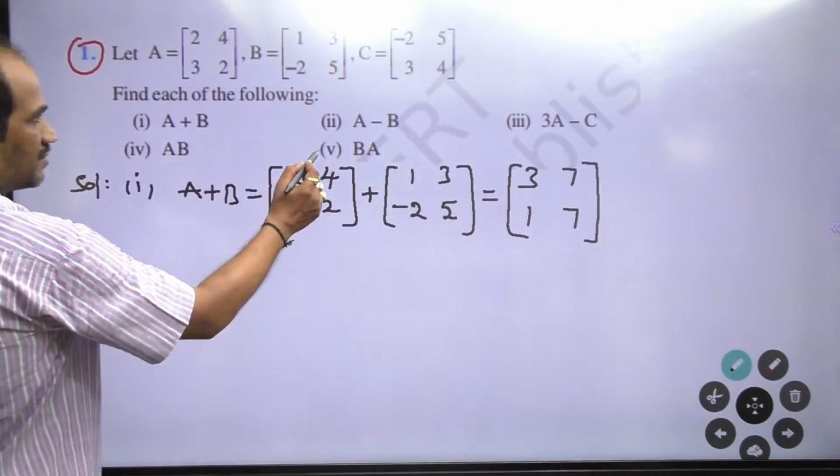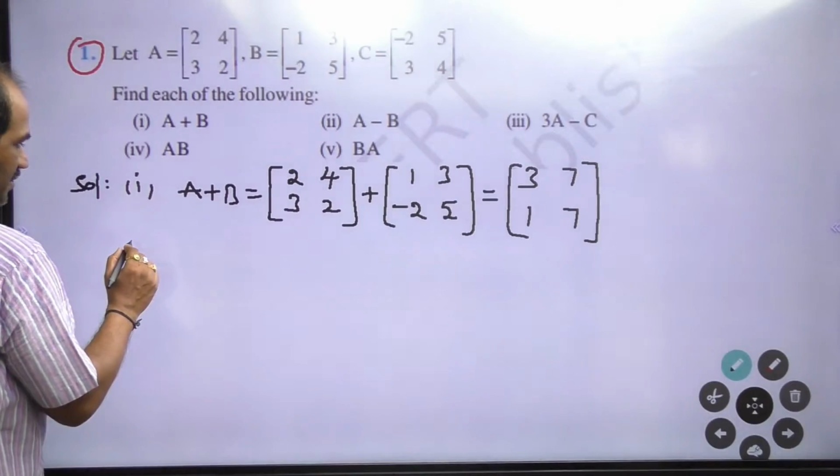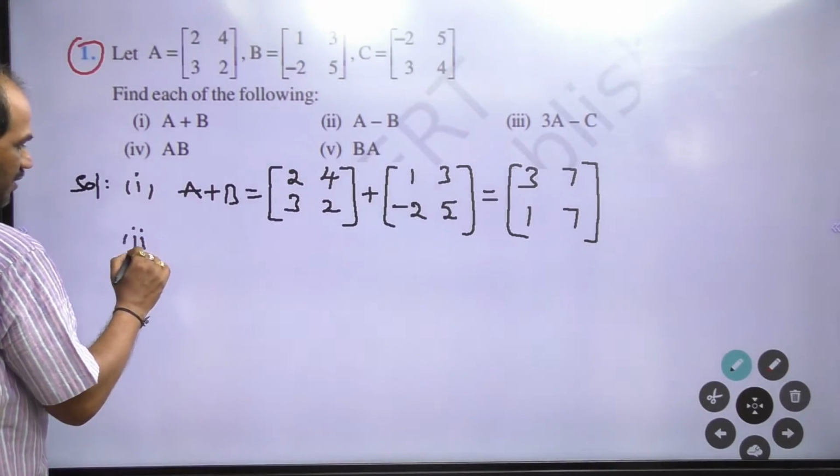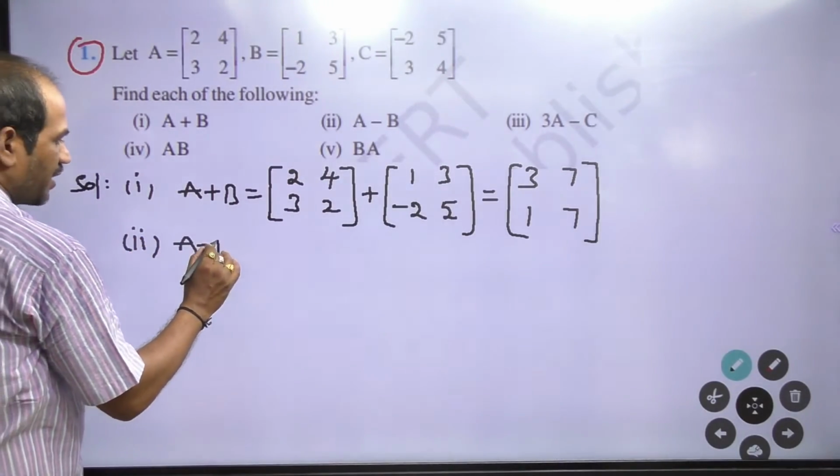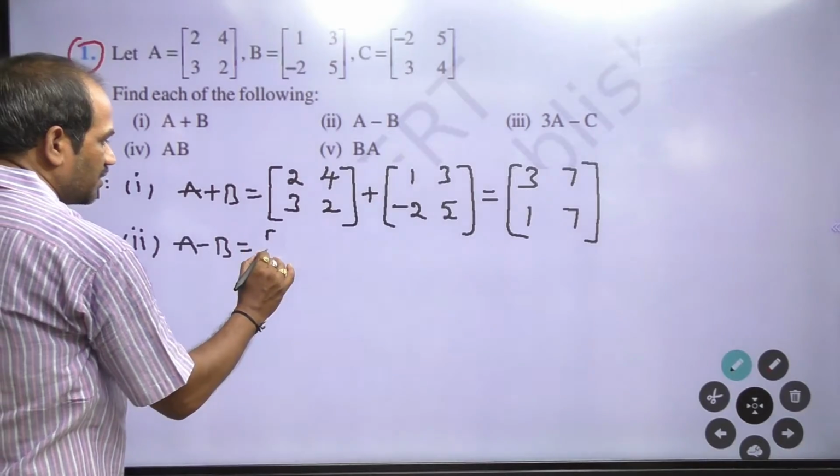Next, the second one is A minus B. Here A minus B is equal to the A matrix.